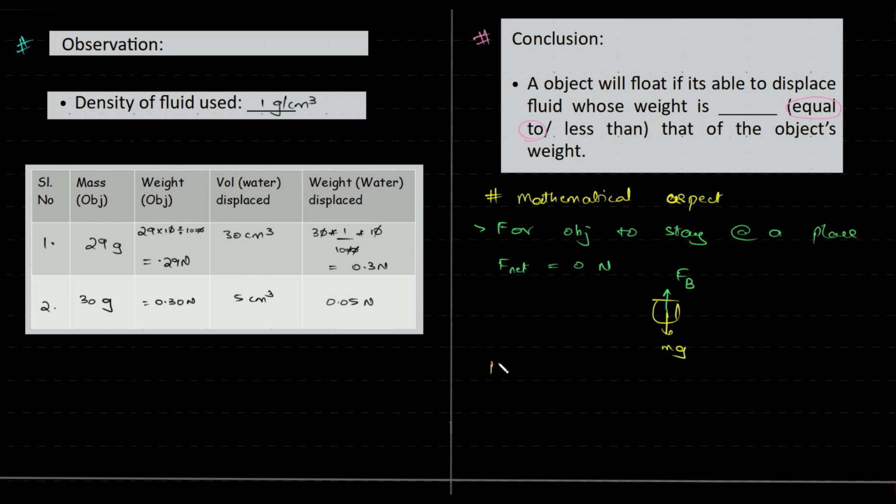How can we tell that? We know that F net can be given as mg minus Fb, but this value is 0, right? So Fb, when I transpose this, is equal to mg. It means they should be equal to each other. The weight of the water displaced should be equal to the weight of the object, and that's what is happening over here. 30 gram, 30 gram. 0.3 Newton, 0.3 Newton. Agree? Here, what is happening? It's not so. The displaced water weight is not equal to the object's weight, so it sank.